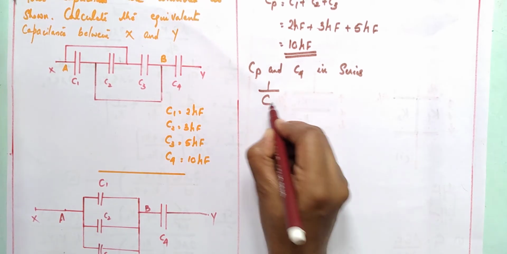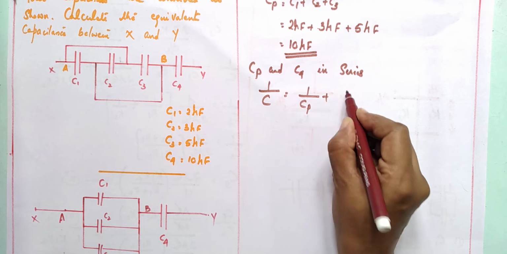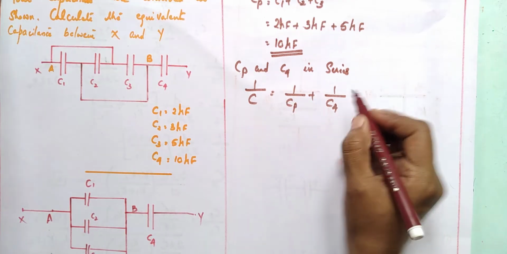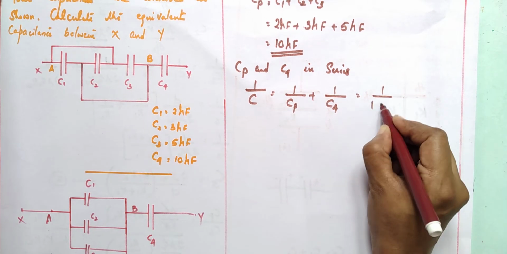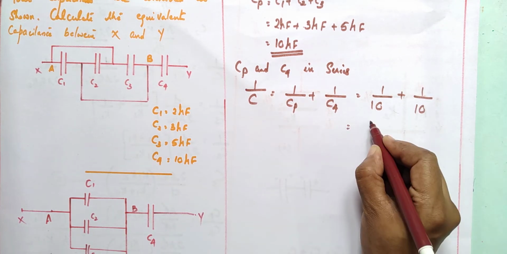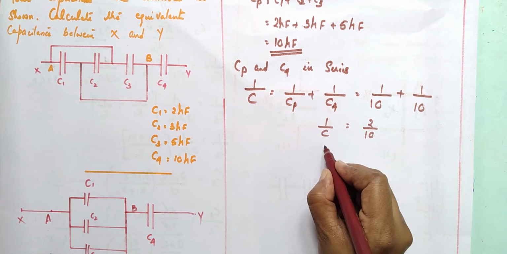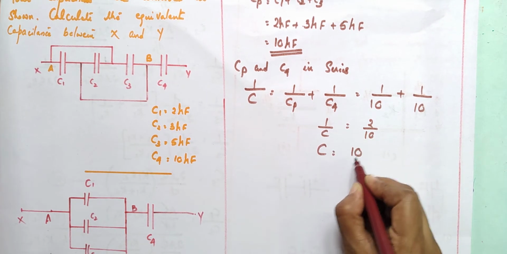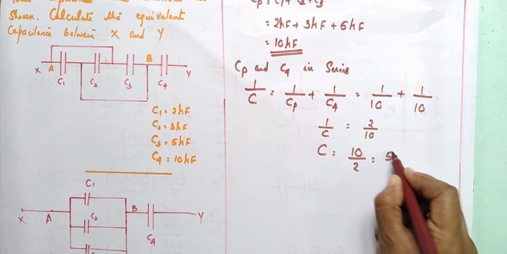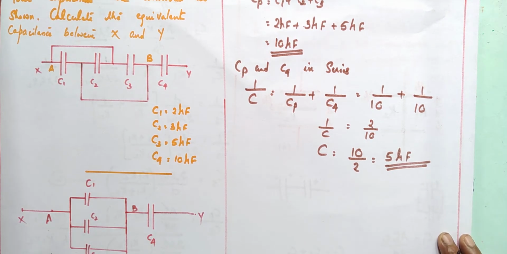Therefore, 1 by equivalent capacitance, 1 by C, equals 1 by Cp plus 1 by C4, equals 1 by 10 plus 1 by 10, since C4 is also 10. That is equal to 2 by 10. So 1 by C equals 2 by 10. Therefore, the final capacitance is 10 by 2, which equals 5 microfarad. Okay, so this is the final answer.